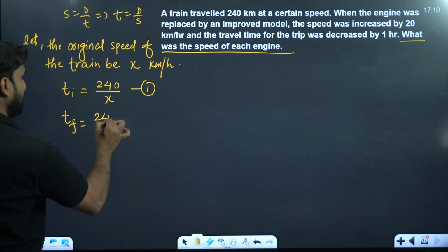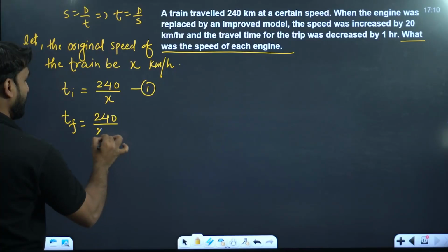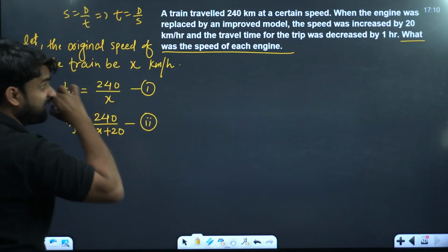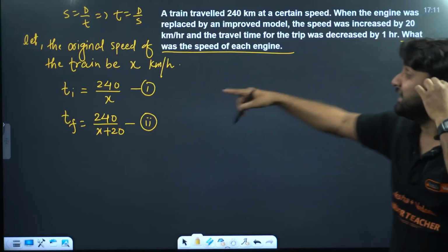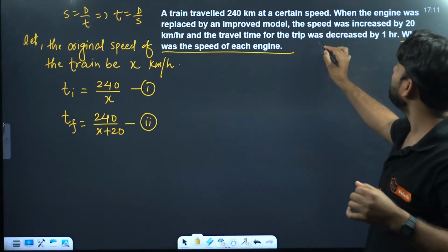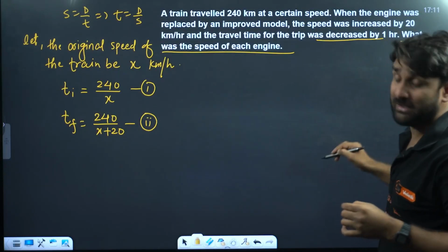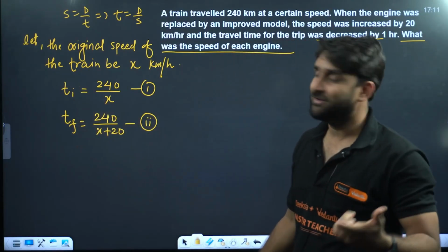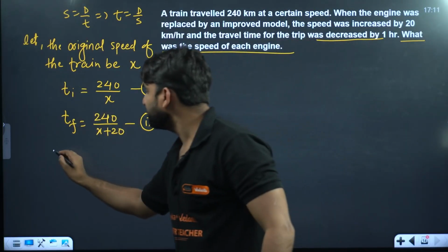So distance will remain as it is, 240 divided by x plus 20. This is the second equation. And the one piece of information given here is, after increasing the speed, the time was decreased by 1. So the time difference between initial and final will be 1.